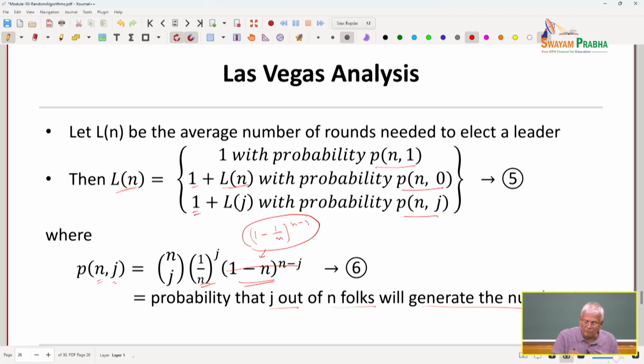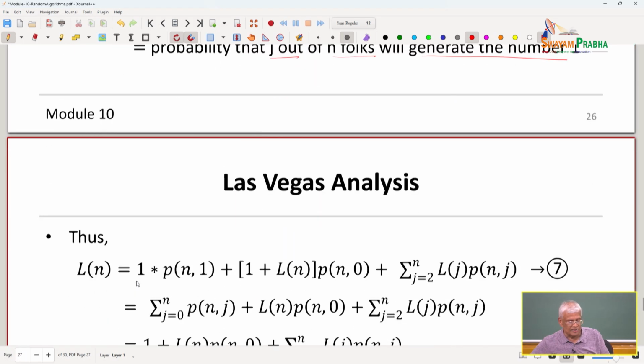After the end, j people got it, so L_n takes the value 1 plus L_j with the probability p_n,j. So the average is essentially multiply the value with the probability, multiply the value with the probability, add them all. The probability is given by this distribution. So I'm fitting a simple binomial model to do that.